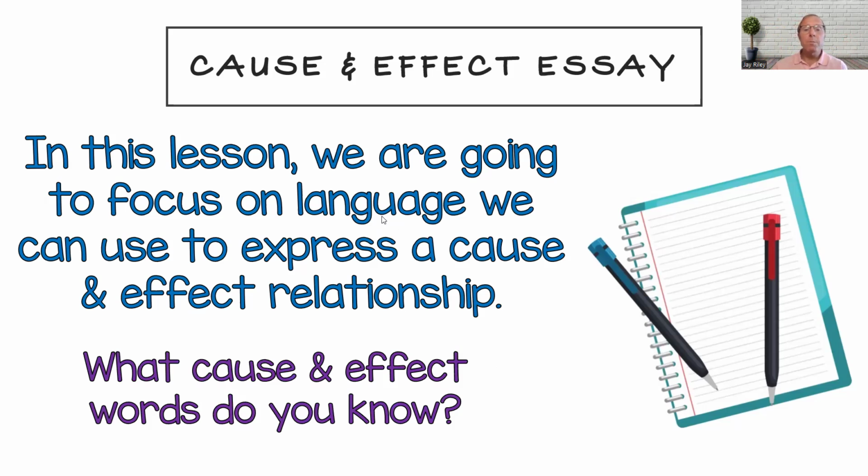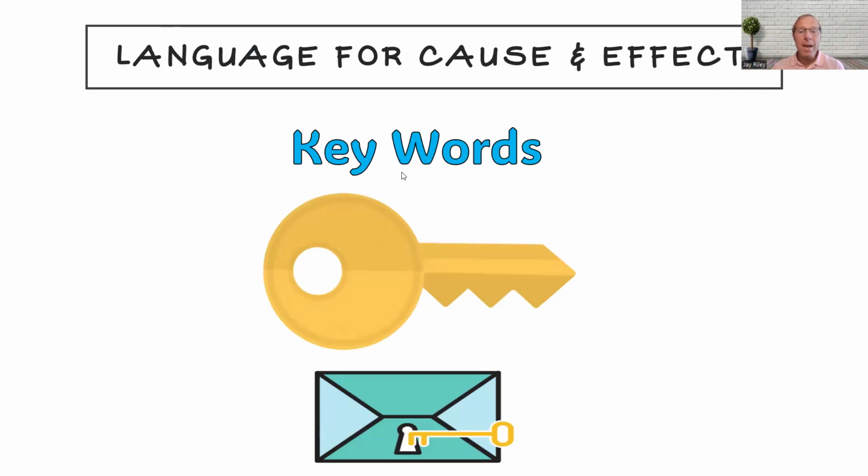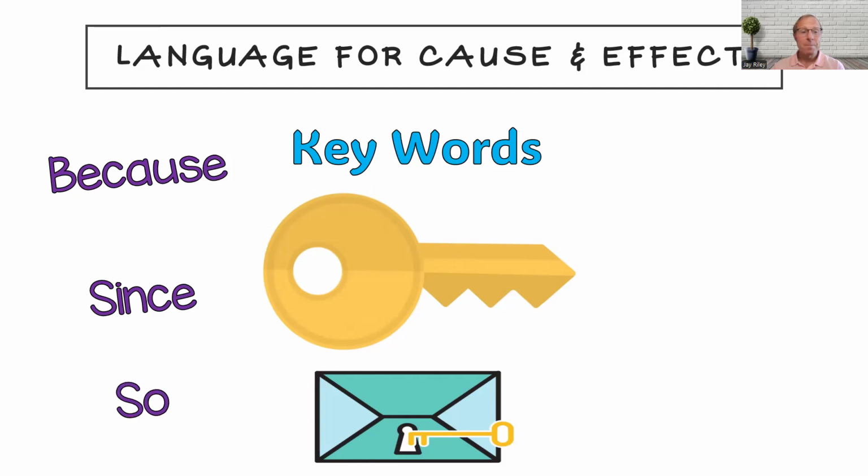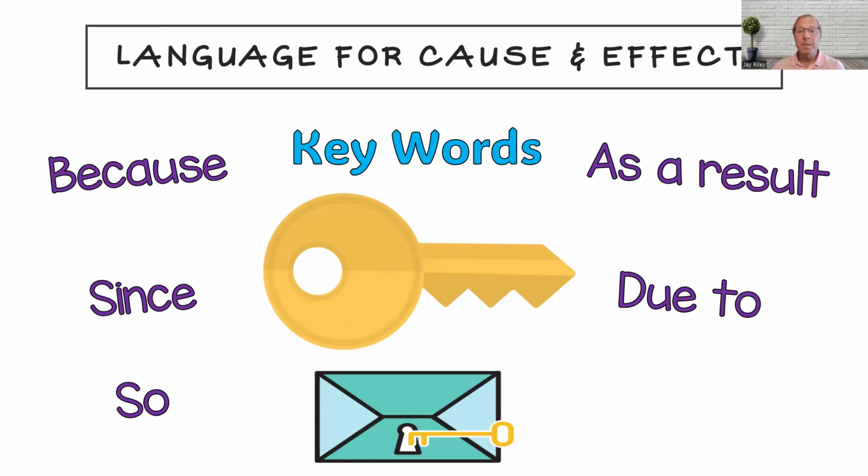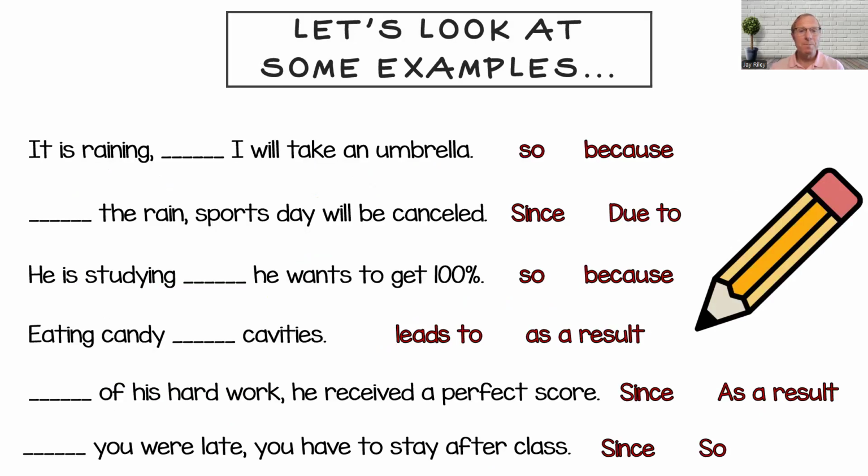So let's brainstorm some cause and effect words. I'm sure the simplest, most common one that you know is because. There are many cause and effect words, and we're going to go over a few here. Because, since, so, as a result, due to, and leads to. You might also use words like therefore, which is another cause and effect word.